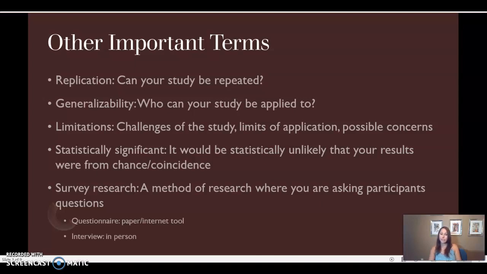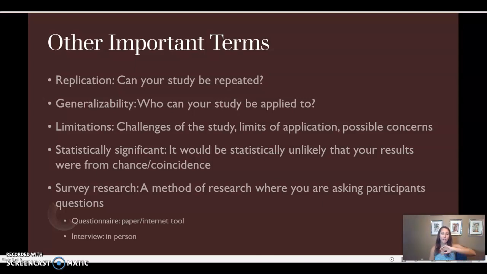Statistically significant is basically saying it would be statistically unlikely that the researcher's results were from just a coincidence. And that's a whole mathematical process. I'm not going to ask you to know how to do it for this class. But if you ever hear the term statistically significant findings, that just means we've done the math. There's a good chance this isn't just a coincidence. This came out this way.